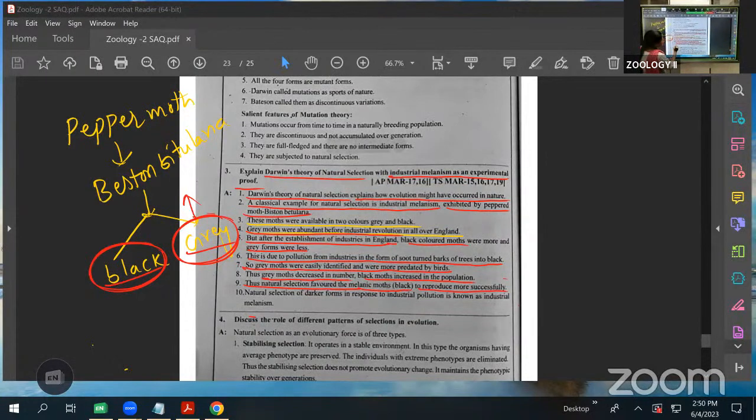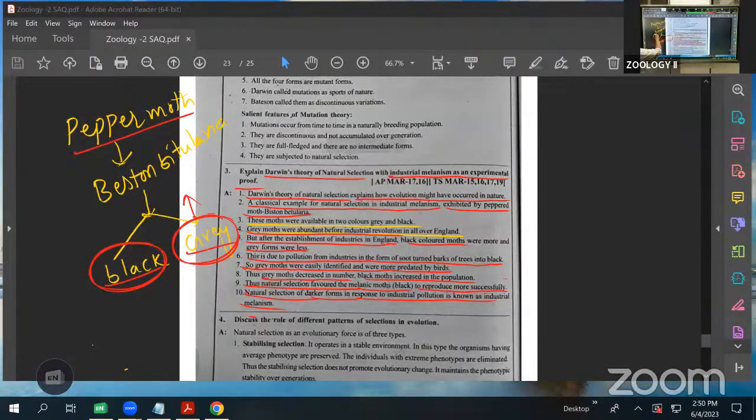Natural selection of the darker forms responds to the industrial pollution, known as industrial melanism. Depending upon the nature, the changes will occur, and that we call natural selection. The natural selection is explained by Darwin in his theory, and he explained that nature will select the organisms. He took a classical example for explaining industrial melanism, and the pepper moth he took as the example.